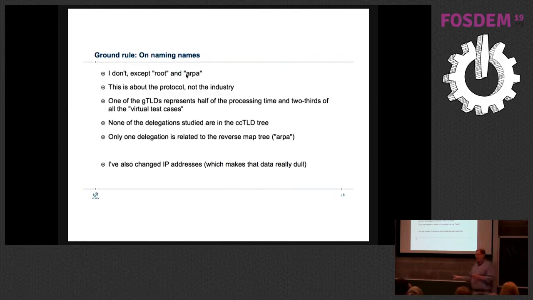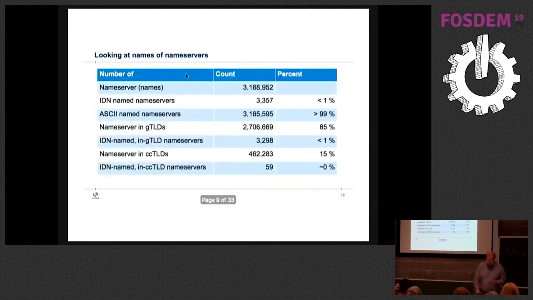No ccTLD data in this, just to make it easy. I could get the stuff, but I don't want to mix apples and oranges in some sense. And the only ARPA is the only thing in reverse map that pops up here, because we happen to have that. And one thing, when I get to the IP addresses, I change them too, because I know in Europe, IP addresses are like illegal to mention, I think.